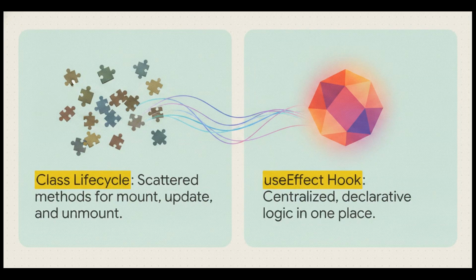It's honestly kind of wild to look back at how we used to do this. Remember the old class-based architecture? Developers were forced to scatter their logic across all these different lifecycle methods, like componentDidMount and componentDidUpdate. It meant duplicating logic all over the codebase. But the modern approach? It reveals the elegant power of functional components using the useEffect hook. It completely centralizes all of that fragmented logic into one single, highly readable declarative place.